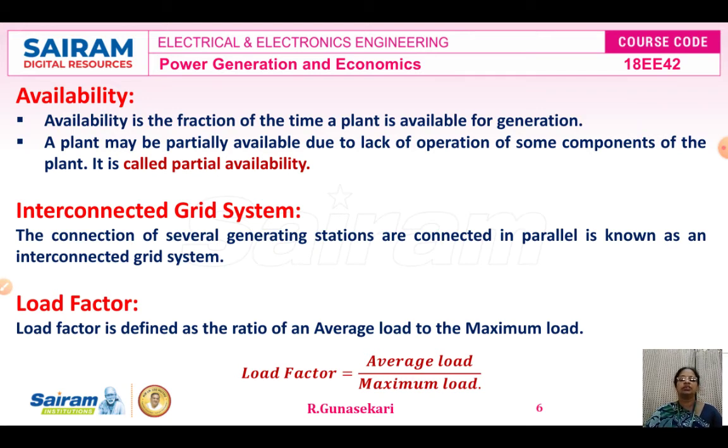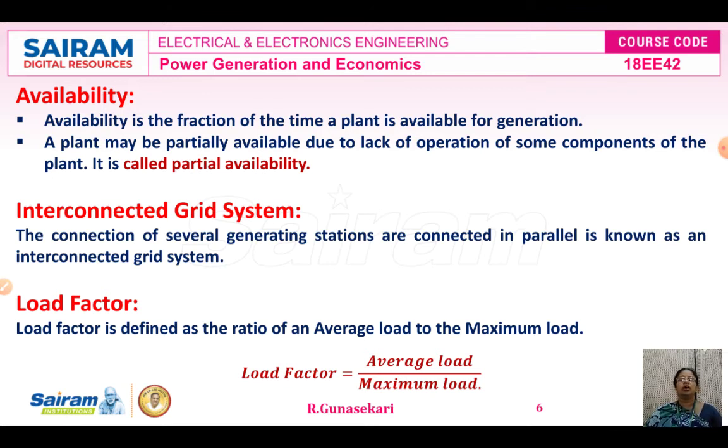The next term is interconnected grid system. Interconnected means more than one generating station is connected. What do you mean by interconnected grid system? The connection of several generating stations in parallel is known as an interconnected grid system. Nowadays all the power systems are interconnected power systems only.